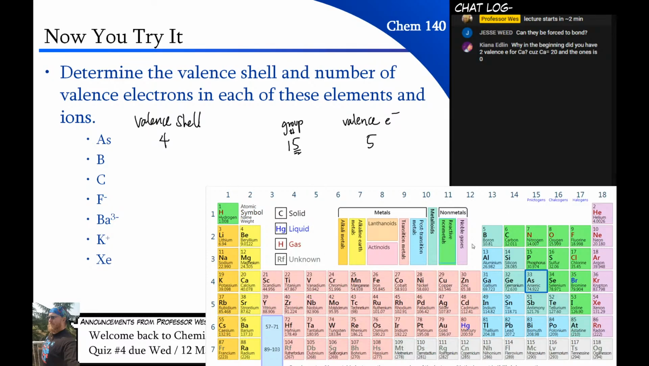Let's do boron. Boron here is in period 2, so it has 2 shells. The valence shell is 2. It's in group 13. There's the ones digit, so it would have 3 valence electrons. And same thing for carbon. Carbon's also in valence shell 2. It's in group 14, so it would have 4 valence electrons.